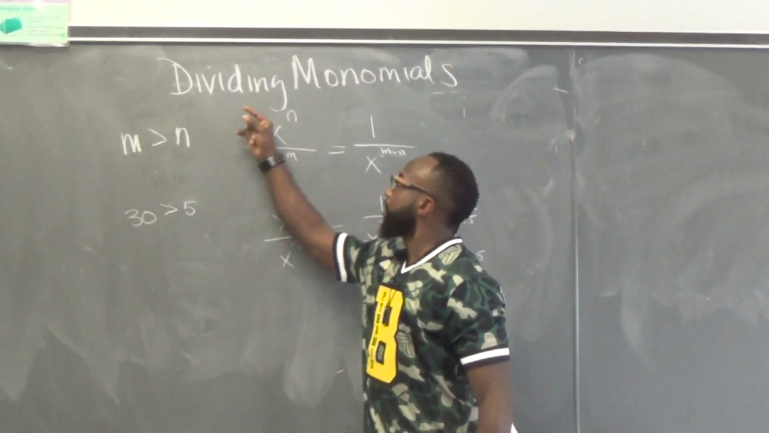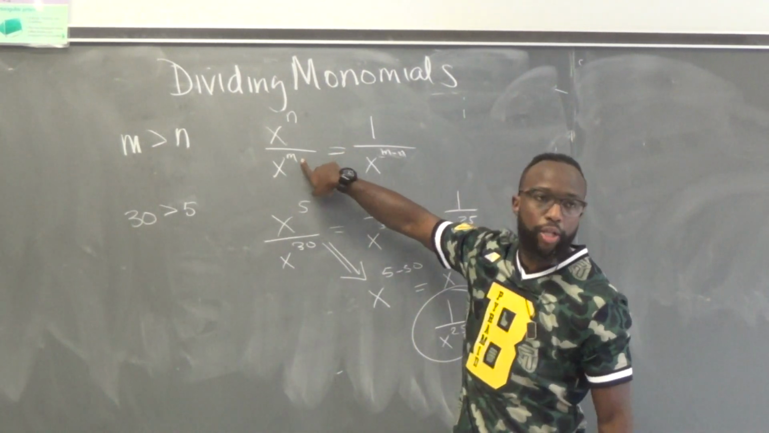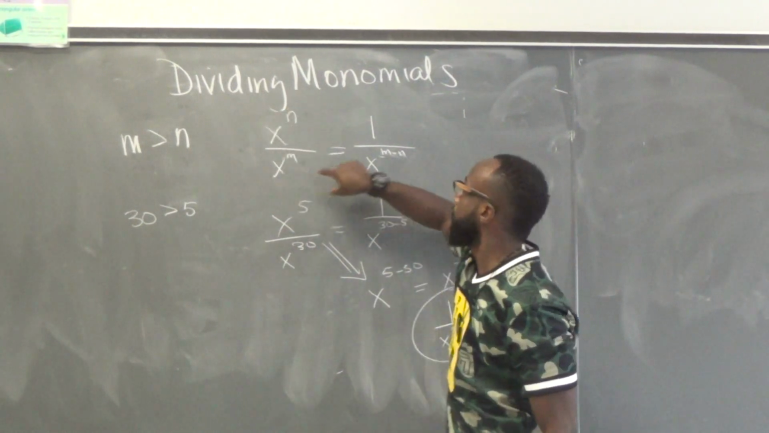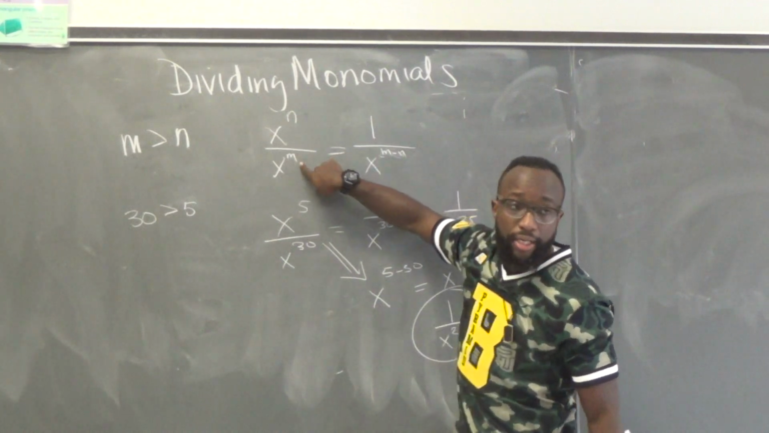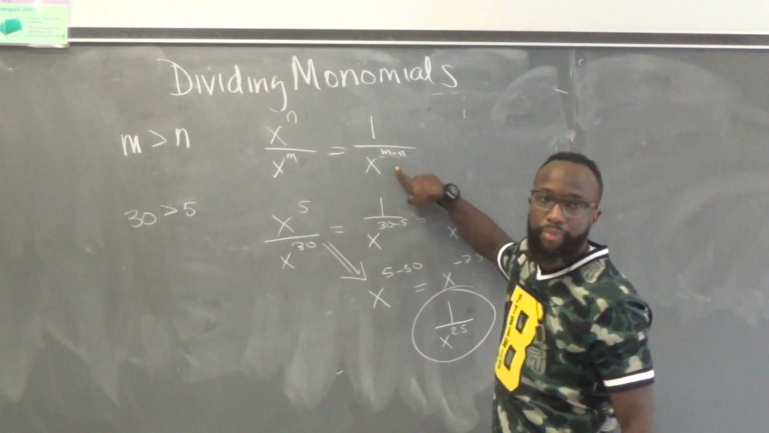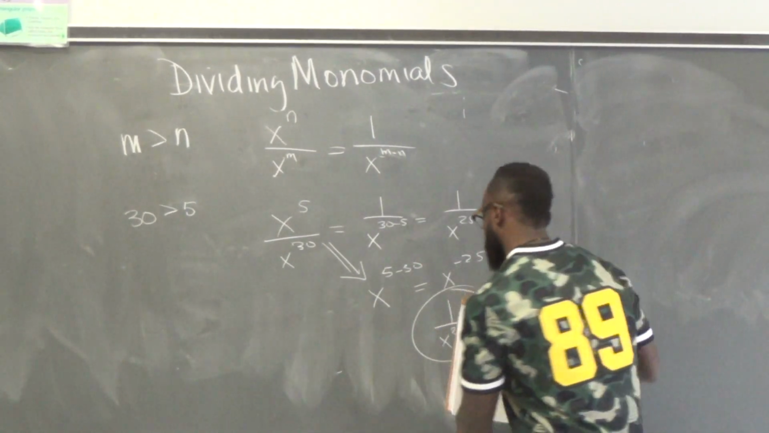So if the top exponent is bigger than the denominator's exponent, and they have to be the same variable though, then you keep the answer at the top. But if the bigger number is at the bottom, the denominator, then you put the answer at the bottom, underneath, over 1. Alright? So we're going to do some examples.